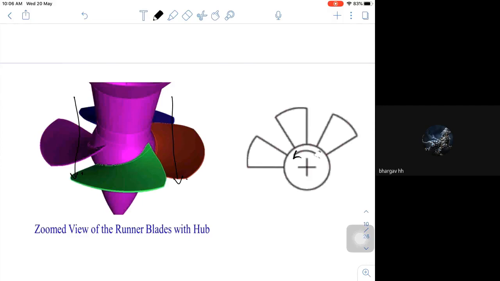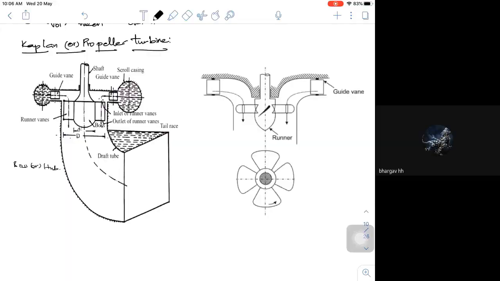Now, the propeller turbine has a shaft. Look at the construction. If you look at it, it is similar to your Francis turbine.